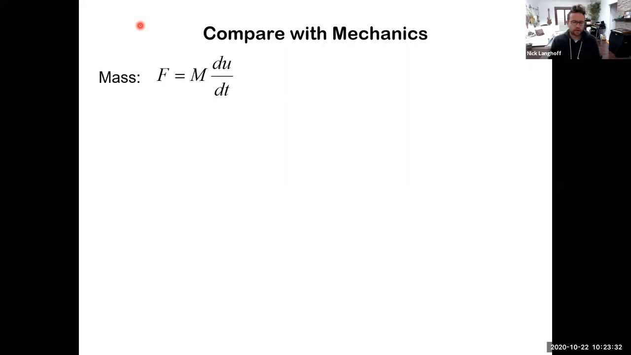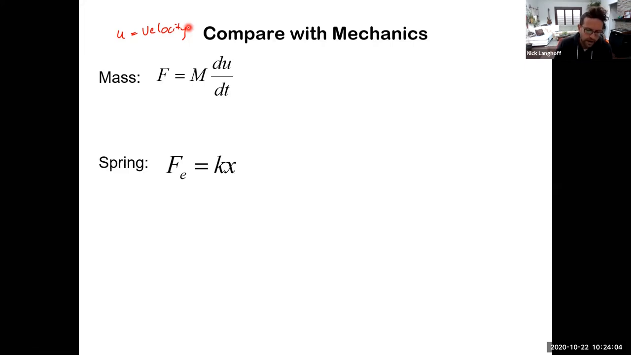And if we compare that with mechanics, we'll recall that a mass can store energy in its motion. Masses in motion have energy, they have kinetic energy, right? So let U equal velocity, then we know that a force exerted on a mass causes it to accelerate at dU/dt, where U is the velocity. A spring stores energy based on the spring constant K, or the stiffness of the spring, times the displacement X of the spring from its relaxed length.